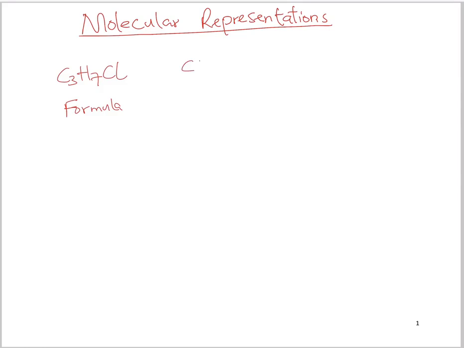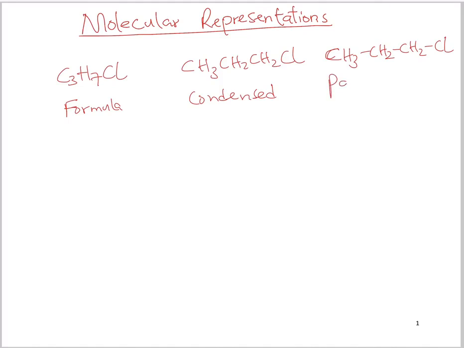One of them is to write it as CH3, CH2, CH2Cl, and we call this the condensed format. Another option is to write it as CH3 connected to CH2 connected to CH2 and then Cl, which is a partially condensed format.